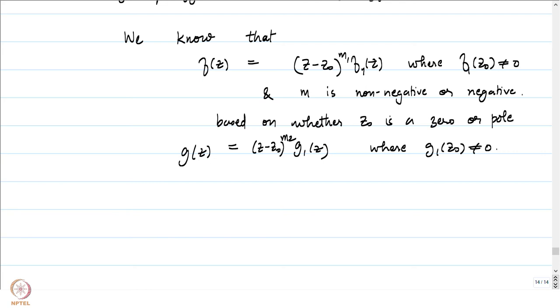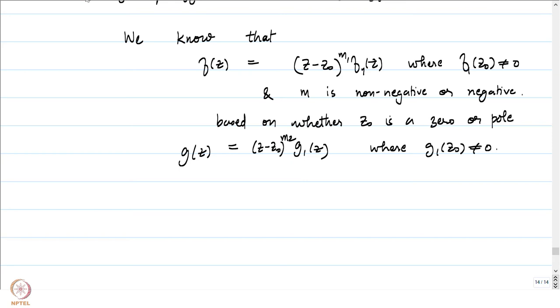Similarly, z0 if in S2 will tell us, by the way, what happens if z0 was a pole? Then we could have written f of z as f1 of z divided by (z minus z0) to the power m, where m is the order of the pole, and in that case our m1 would turn out to be a negative number. So that is what is being written here: m is either non-negative or negative based on whether it is a removable singularity, or a 0, or a pole.